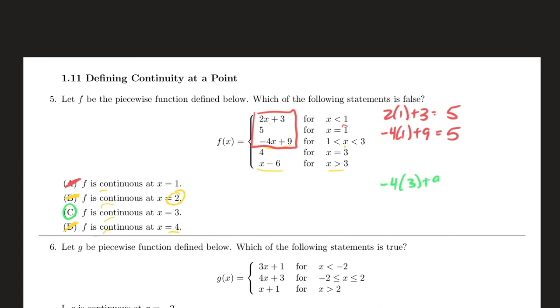The answer should be C, but let's double check. If I plug 3 into this, that gives me -3, and 3 into the bottom also gives me -3. When I go from here to here, I get -3, but right in the middle, right at 3, I'm 4. So my graph would look something like this. It's -3, and then at that value, it's 4, which is a discontinuity. So C is the correct answer because it's not actually continuous at 3.